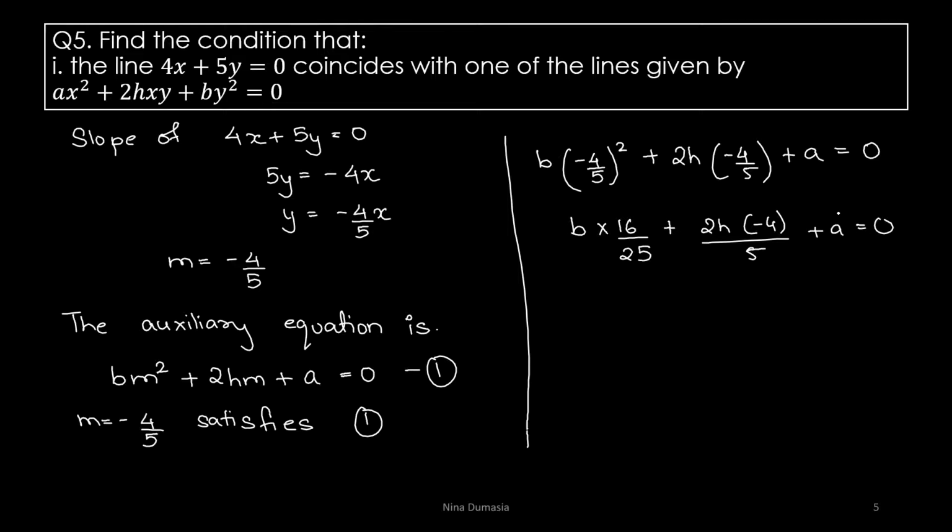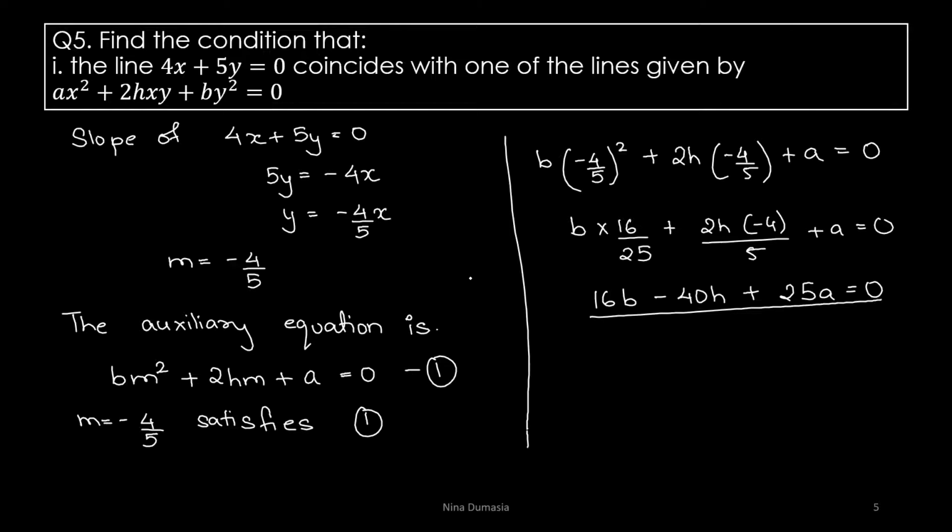Let us multiply throughout by 25 and let's see what we get. So यहाँ पे we'll get 16b. यहाँ पे already −8h है, but we have to multiply by 5 also. तो ये हो जाता है −40h + 25a = 0. And this is exactly the condition that is required to show that this line coincides with one of the lines. This is the answer.